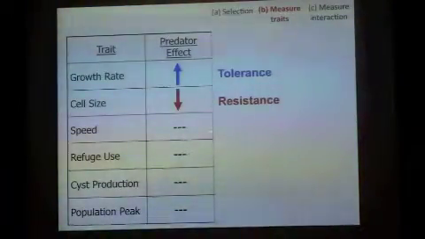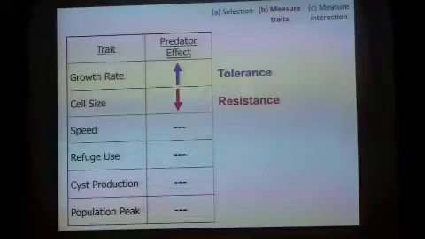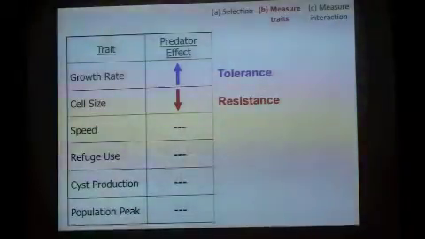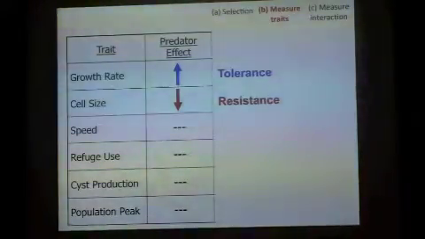So we find no effect of the predator on evolution of these other traits. So it seems like they might be evolving increased growth rate, which would be a tolerant strategy, and that they can just keep up with predation. They might be evolving a smaller cell size that allows them to resist predation. They just get eaten less often.